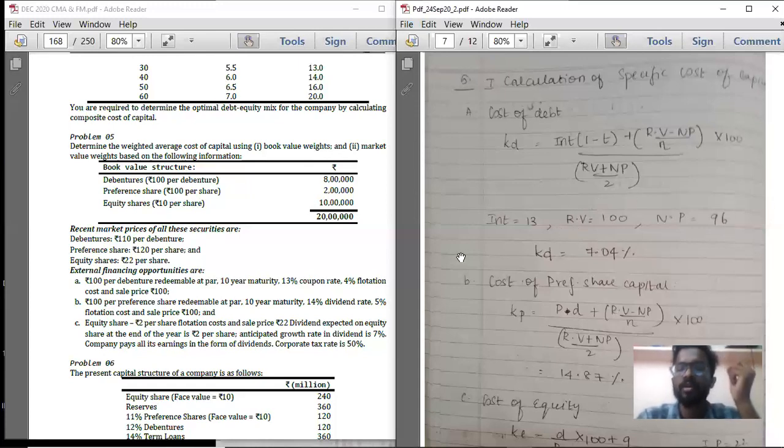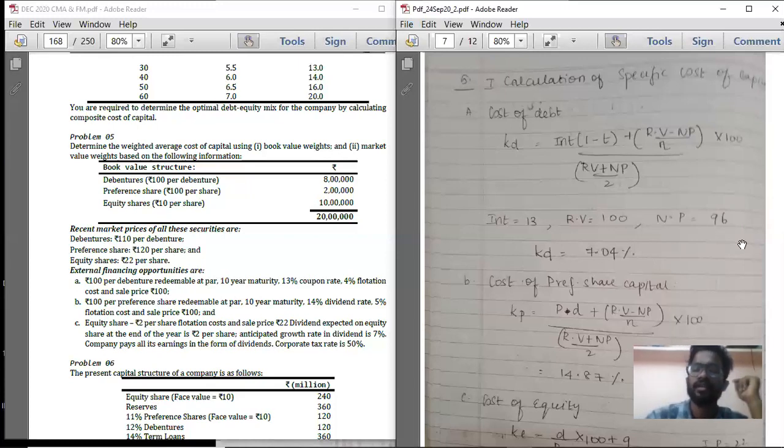Now take all these values to the formula. Record: KD is equal to interest 13 into open a bracket 1 minus 0.5, the tax rate is 50%, so 1 minus 0.5 close the bracket, plus open a bracket 100 minus 96 divided by 10, the number of years is 10, close the bracket. Now whole divided by open a bracket 100 plus 96 divided by 2 close the bracket, into 100.